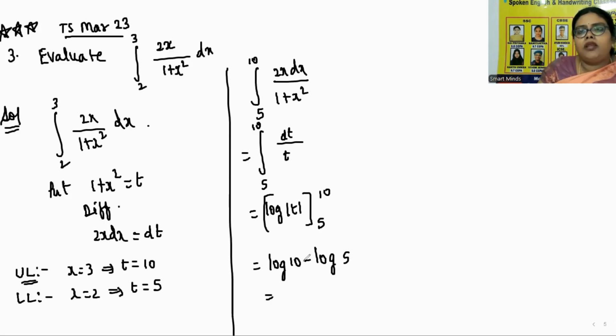We know that log a minus log b is log a by b. So that is log 10 by 5. 5 ones are 5, 5 twos are 10, that is log 2. Log 2 is the answer.